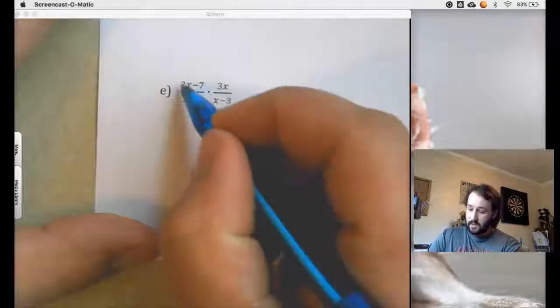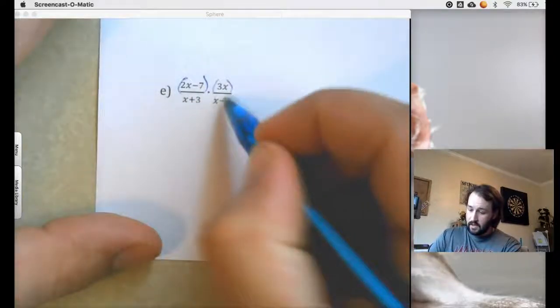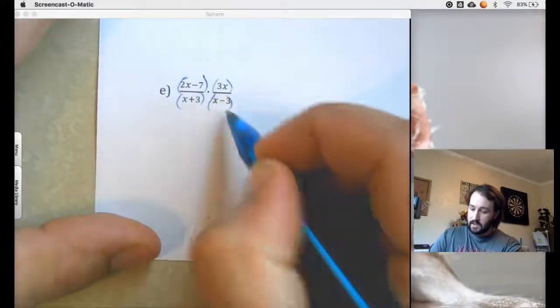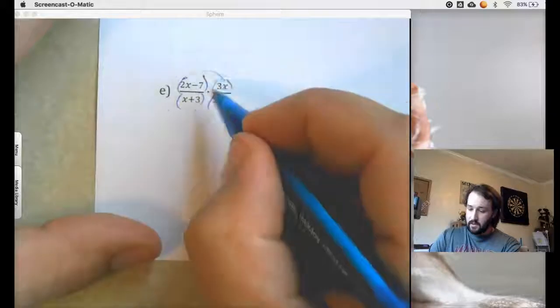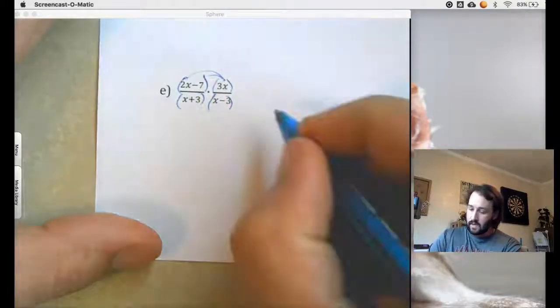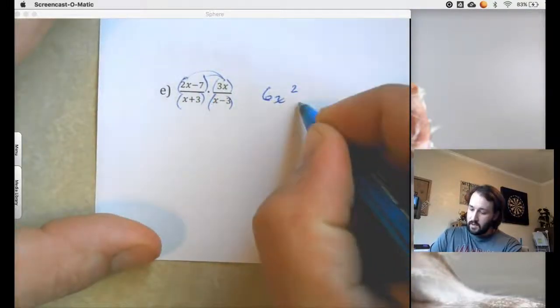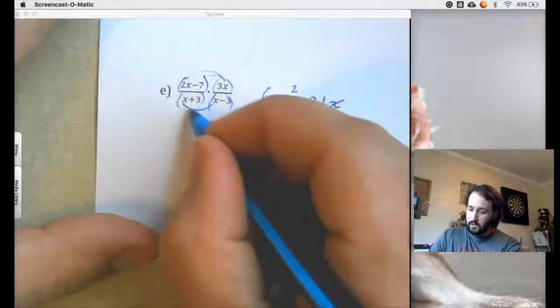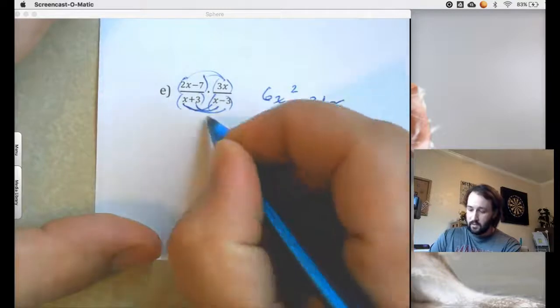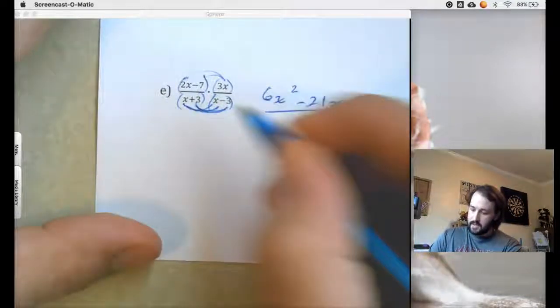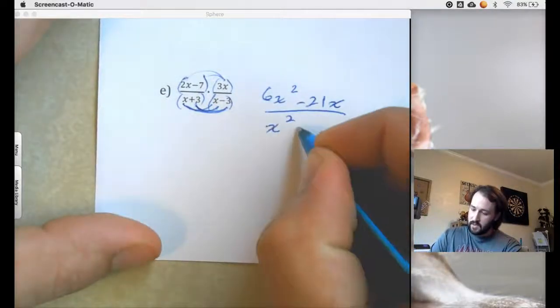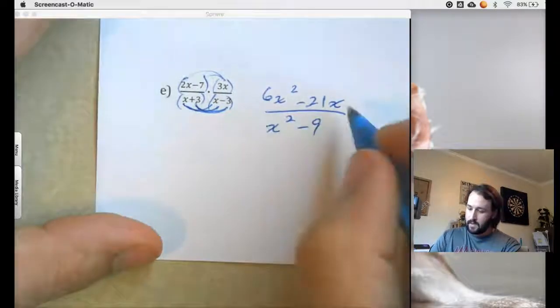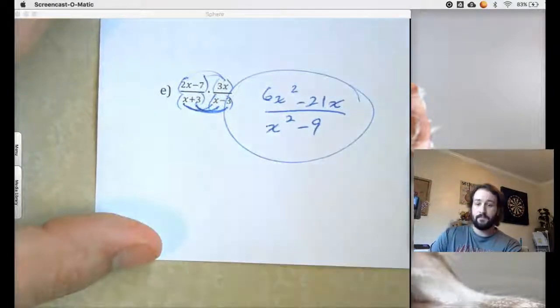We have 2x minus 7 times 3x over x plus 3 times x minus 3. So I'm going to distribute the 3x to both of those. So I have 6x squared minus 21x over x squared minus 3x plus 3x, so plus 0x, minus 9. That's a difference of squares, so x squared minus 9. That's all there is to that one.